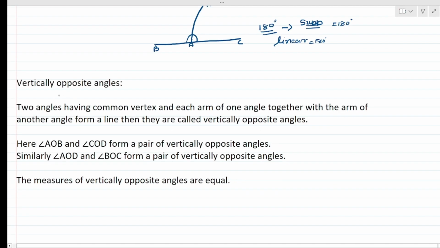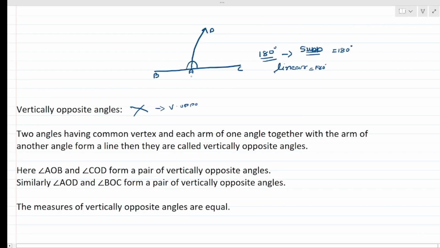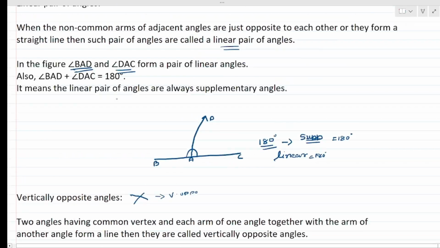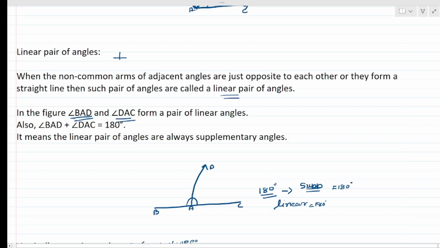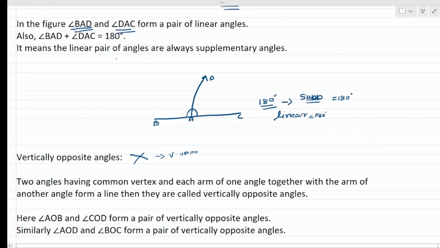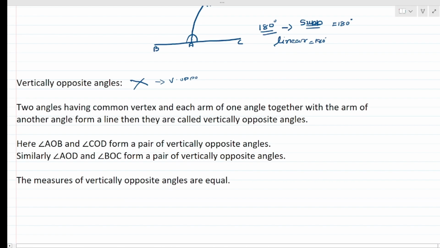Moving on to the next, which is vertically opposite angles. You should always remember vertically opposite angles with the help of the alphabet X. Whenever you see the X in the figure, that means they are vertically opposite angles. Similarly, as a trick, you can consider the perpendicular sign for the linear pair, the reciprocal T, as a trick to remember linear pairs. Two angles having a common vertex, where each arm of the angle together with the arm forms another angle, are called vertically opposite angles. This might not sound clear to you. Let me clear it up with the help of a figure.